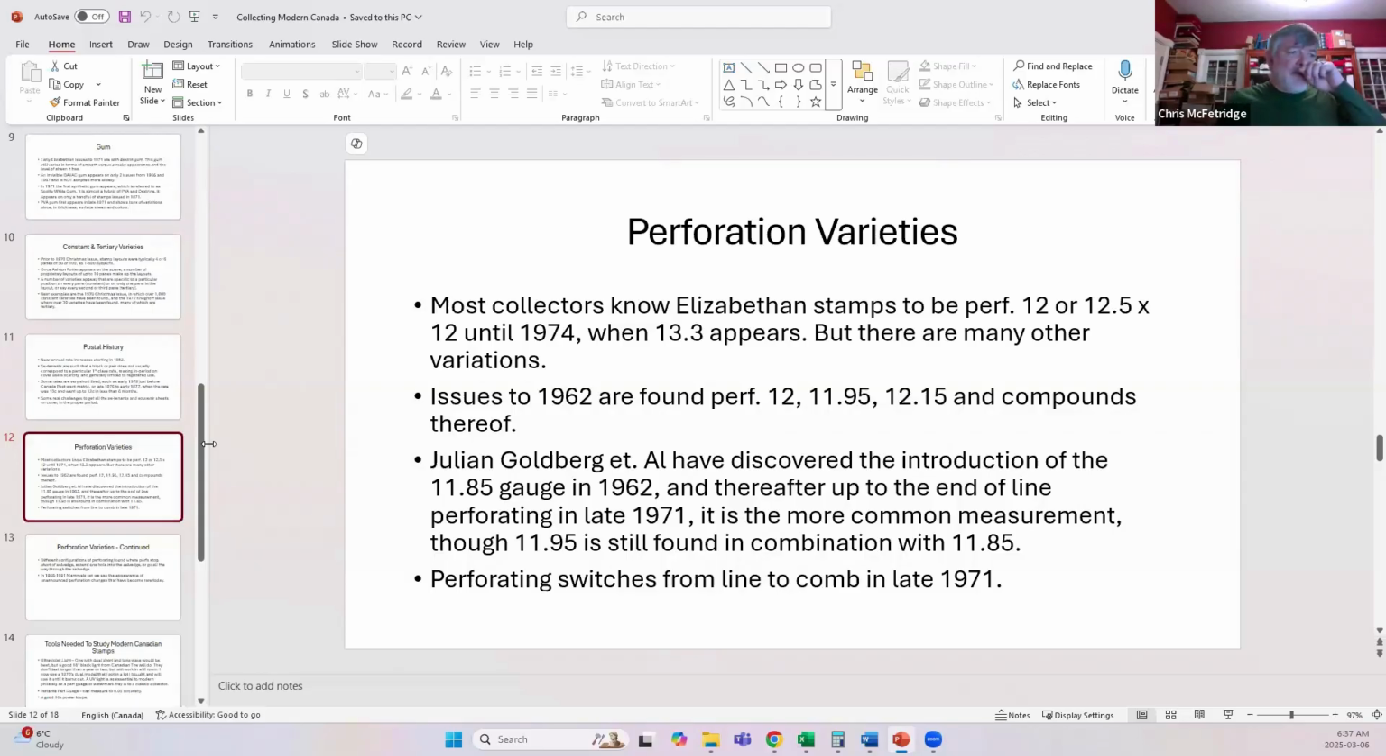So after 1971, our perforating switches from line to comb and becomes much more consistent. There aren't those kinds of variations that I'm pointing out after, but the post office does have a whole period in the 1980s where they switch the actual perforations completely on some printings of the definitives, and some of them are extremely rare.